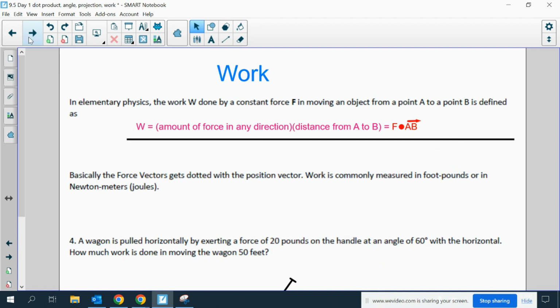Finally, we're going to talk about work. In physics, work done by a force moving an object from some point to another point is defined as the dot product of the amount of the force times the distance from A to B in terms of a vector. So what we're going to do is dot the force vector with the projection vector. And our answer is either in foot-pounds or in Newton meters, depending on what units we're in.